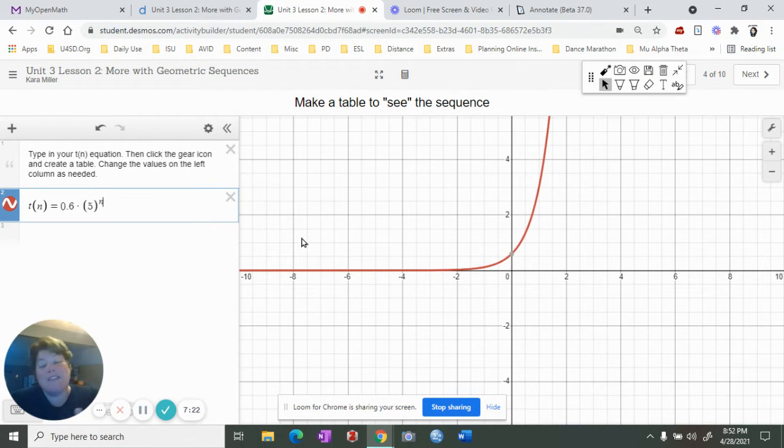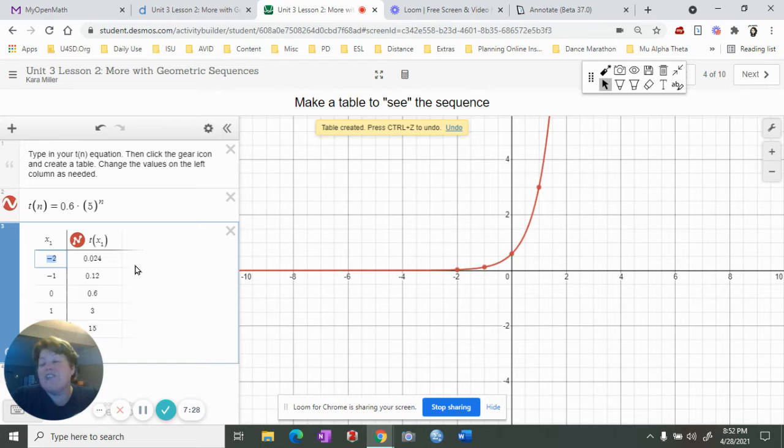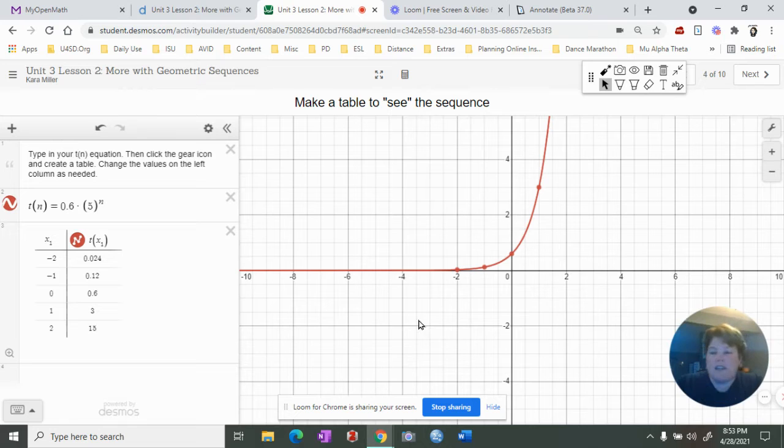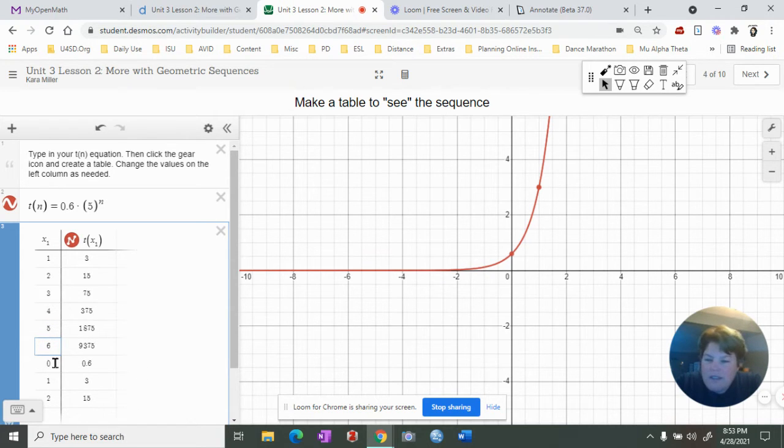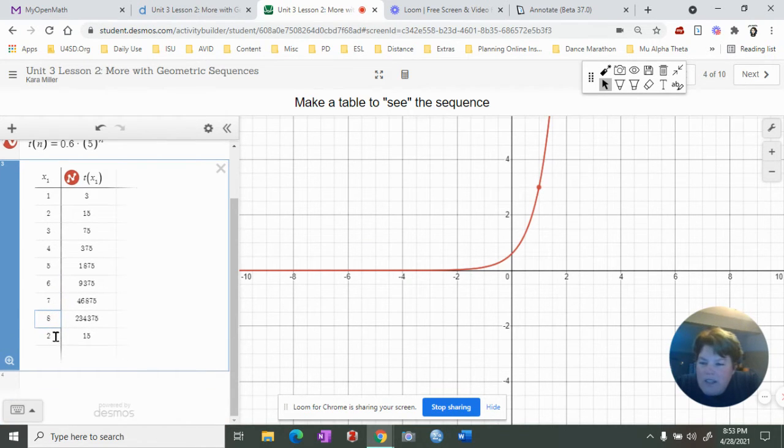Again, it's not showing up as a sequence because our sequence is only the points, but let's look at the points. Now we are generally not going to look at the negative values, so I'm going to start with my first term, and I'm going to change that to a 1, a 2, a 3, and we're just going to work our way down. Okay, and I'm going to keep going. You remember what number we were looking for? Ooh, that's some big numbers.